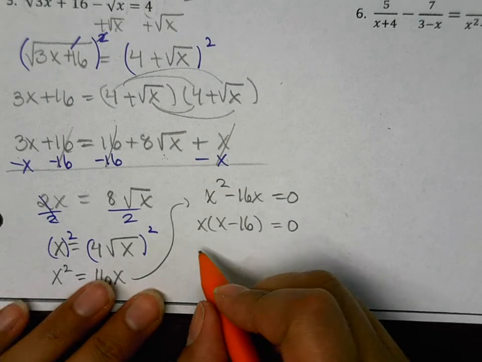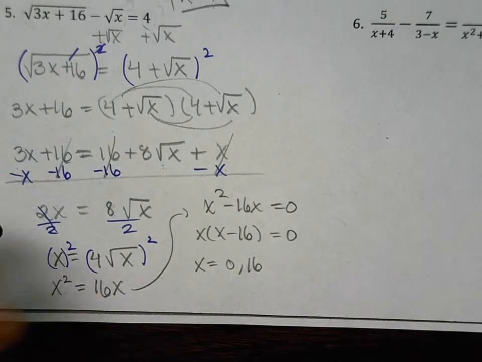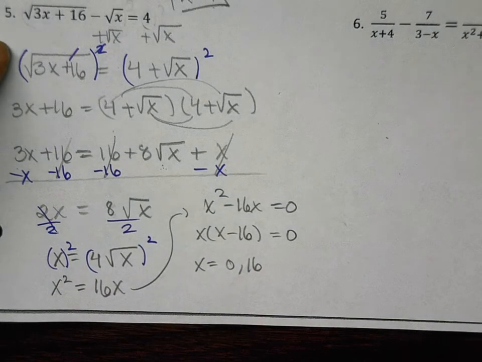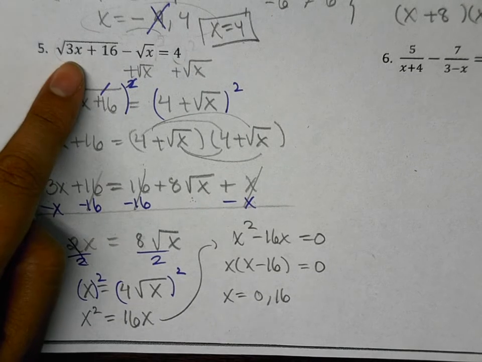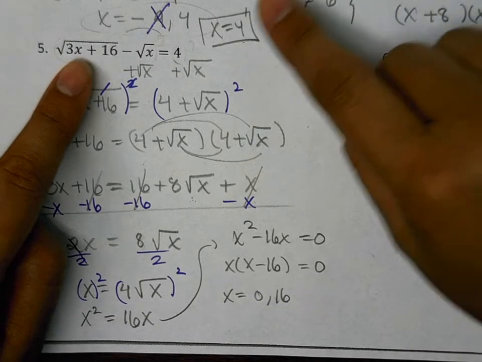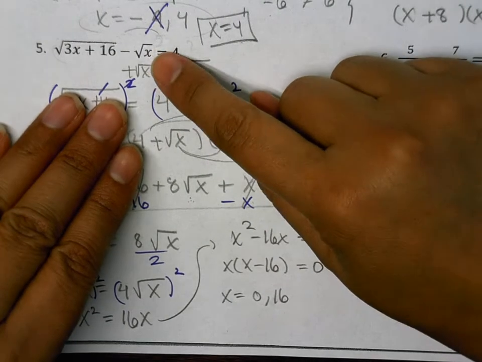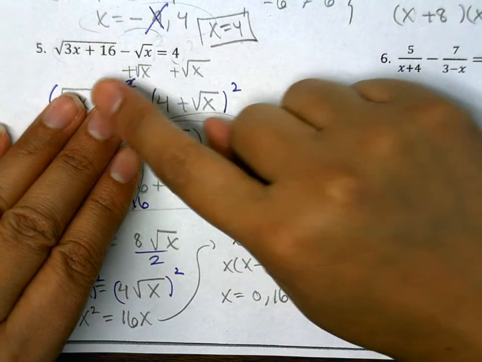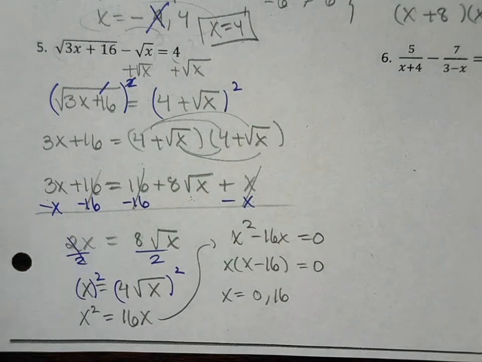Is that correct? What are my 2 solutions? All right, there's a radical in the original problem. Do you have to check it? That's an easy check, though. What's 3 times 0? And the square root of 16? Minus, we're plugging in 0. What's the square root of 0? So 4 minus 0 equals 4. Yes or no? Yes.